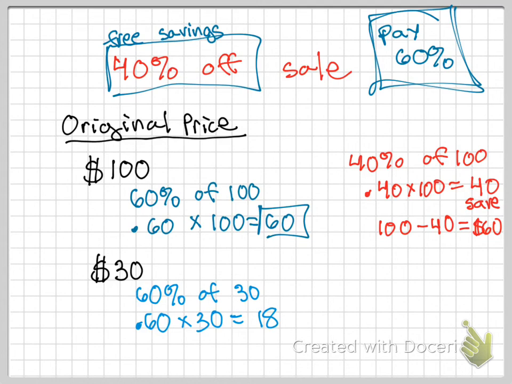Now, if I think about it the other way, and instead of going straight to, well, I'm going to pay 60%, I start with figuring out 40% of 30. Well, 40% is 0.4 times 30. And if I get out my calculator, I'm going to end up with $12. But remember, again, that's not what you pay, that's what you save. So we're still going to have to take $30 and subtract $12 and we also end up with $18, okay?